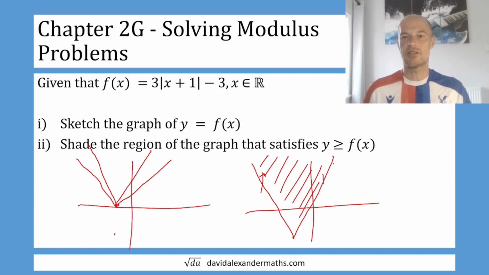Now, we also need to bear in mind whether these lines should be dotted or they should be thick, and in this case they should be thick because it is y greater than but also can equal the f of x, so therefore the line remains thick rather than dotted, which would be y is simply greater than the f of x. Hopefully you remember that from back in the GCSE days.